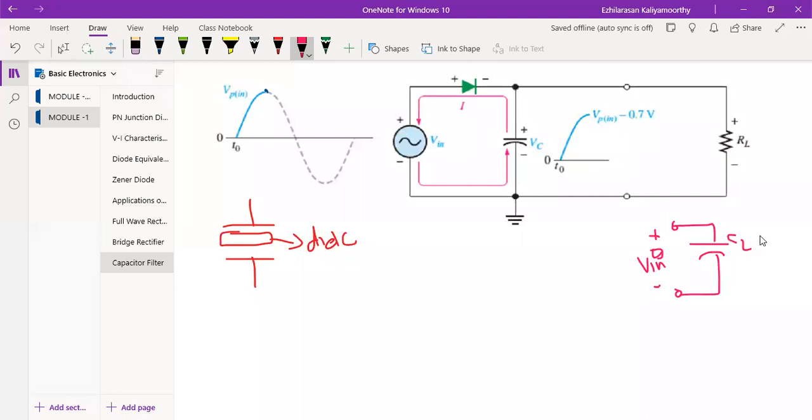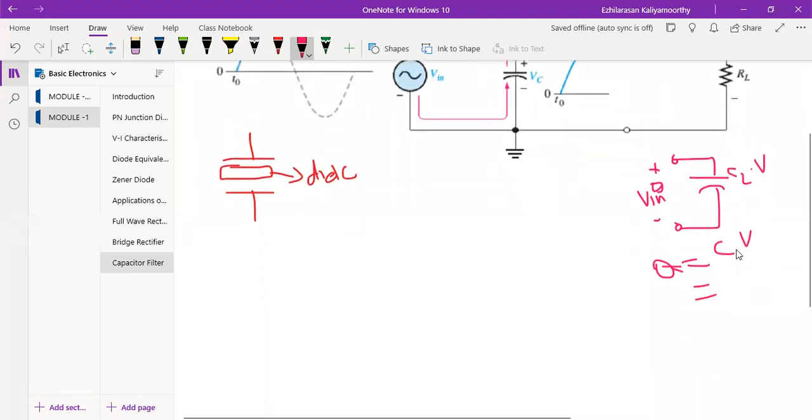So what is the charge? The charge is Q equal to C into V, where C is the capacitance value and V is the input voltage. As your input voltage increases, the charge also increases. The capacitance is based on the parallel plate capacitance. Say, for example, 1 microfarad. If the input voltage is 5 volts, then what charge will you get?